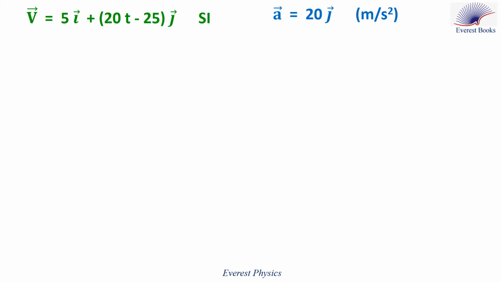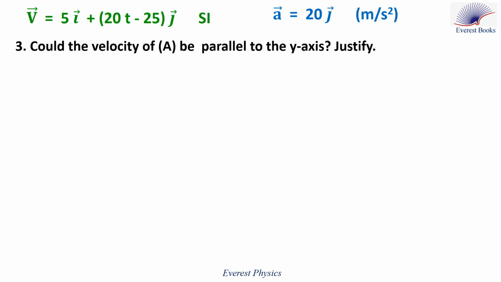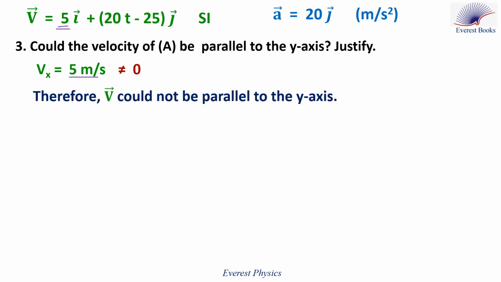Let's move to part 3. Could the velocity of A be parallel to the y-axis? Justify your answer. The velocity is parallel to the y-axis if its x component is 0. The x component of the velocity is 5 meters per second. It is different from 0. Therefore, the velocity could not be parallel to the y-axis.